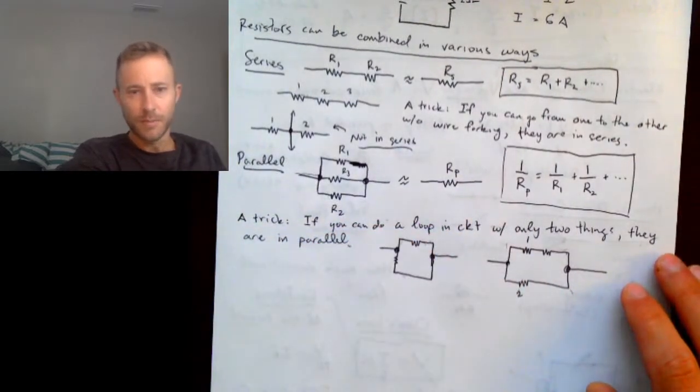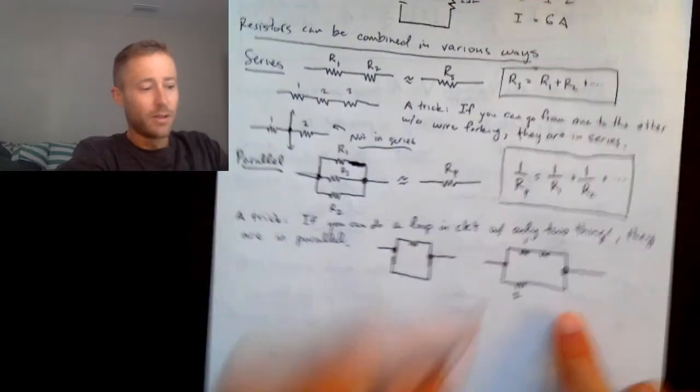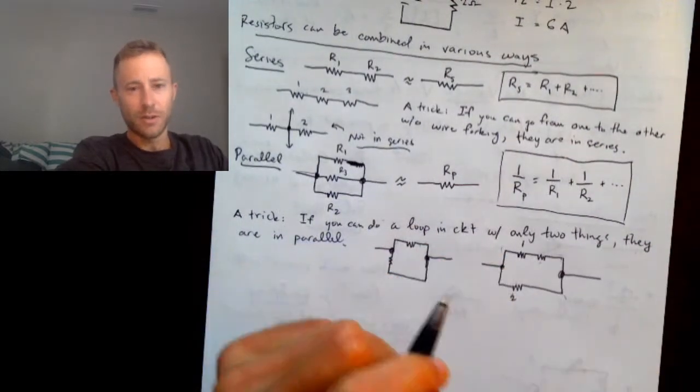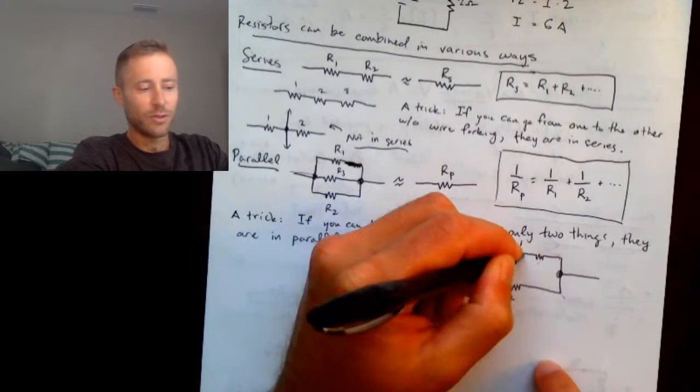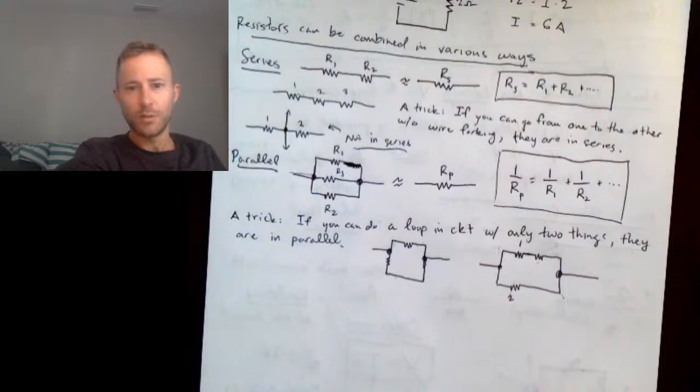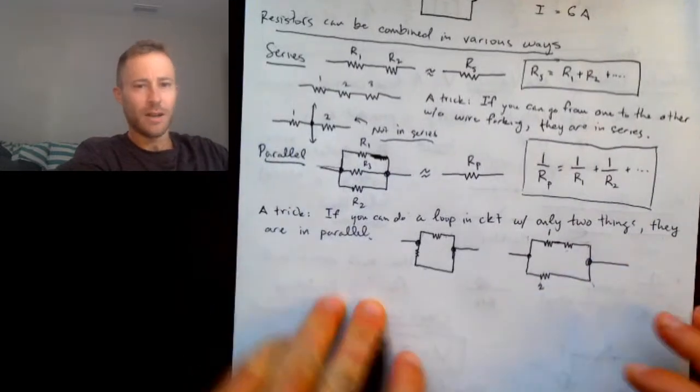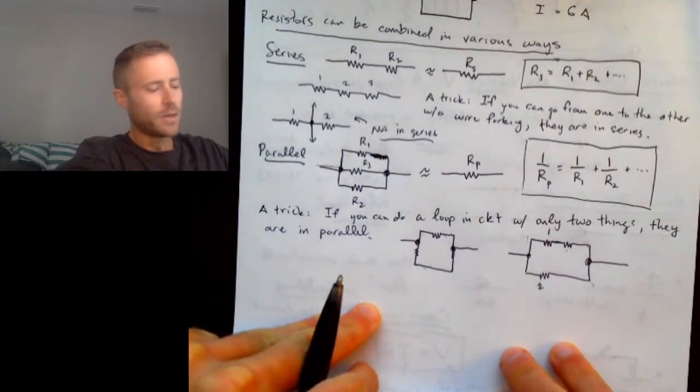Okay, but these two resistors are in series, right? Because I can go from this resistor to this resistor. There's no fork in this wire connecting them. All right, so that's how you identify series versus parallel. So how do we use this stuff? Well, let's do an example.